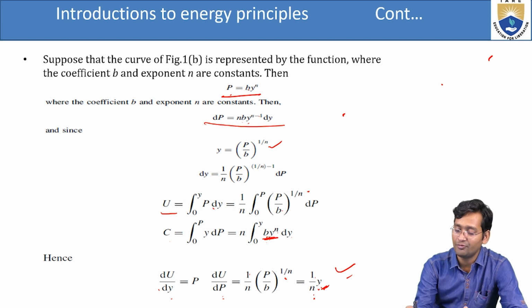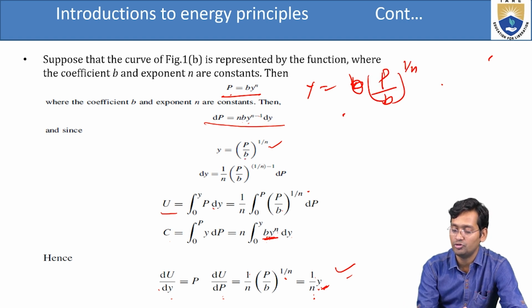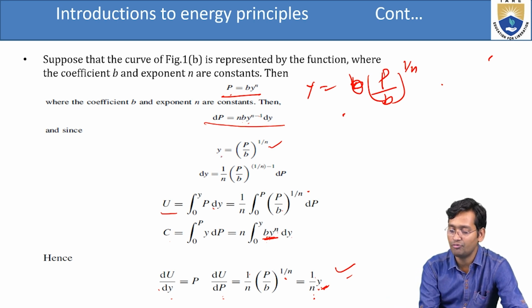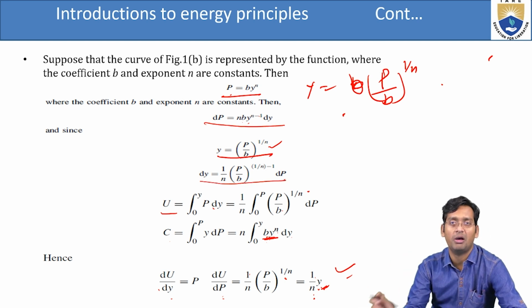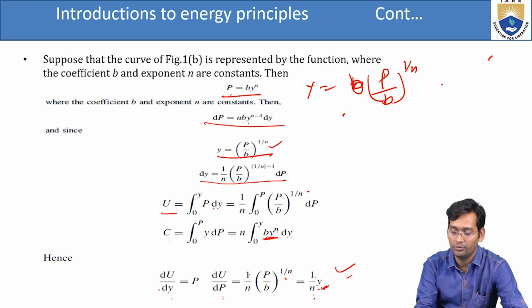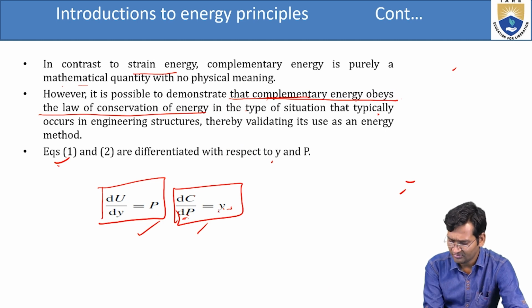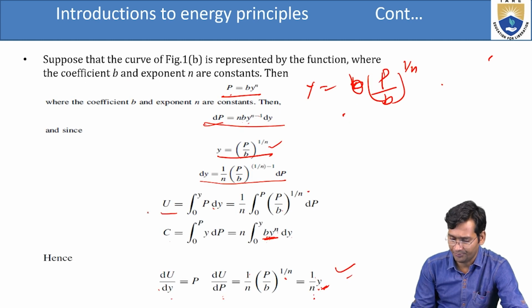Okay. And from here, what will be the y? y will be equal to (P by B) to the power 1 by n. Right. So now what we have is y. Differentiate this one. After differentiating, y equals 1 by n into (P by B) to the power 1 by n minus 1 into dP. Now dP is there, dy is there. Put here.